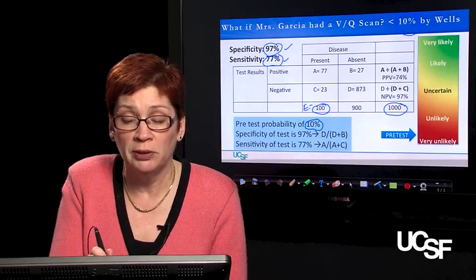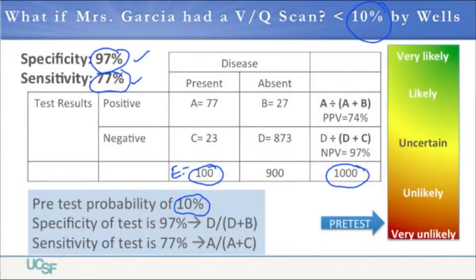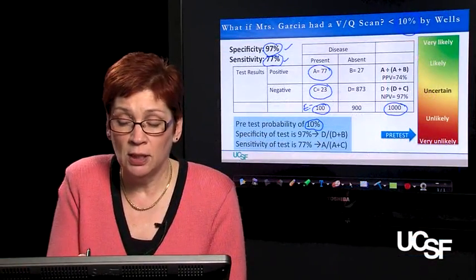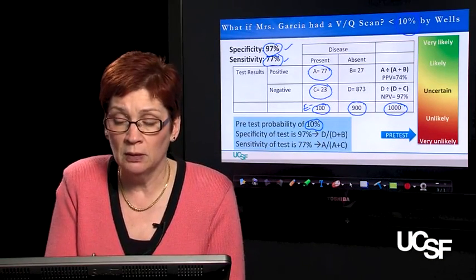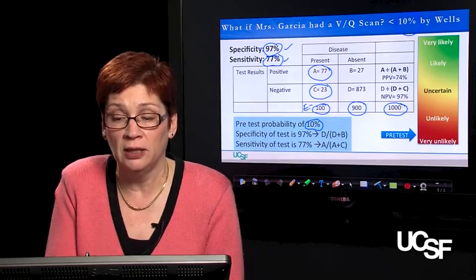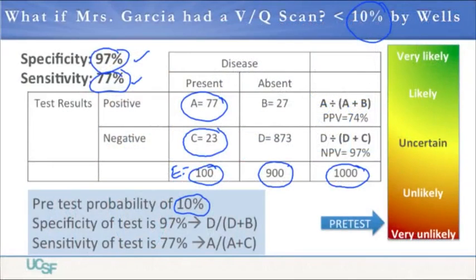And then we use that figure of 100 people in a population looking like Mrs. Garcia who might have a pulmonary embolus, multiplied it by 77% sensitivity to get quadrant A, and then by extension quadrant C. And in this situation, many, many more people are healthy. So 900 is our F quadrant. And we multiply that 900 by the specificity to calculate our D quadrant, 900 times 97%, and then by extension our B quadrant.